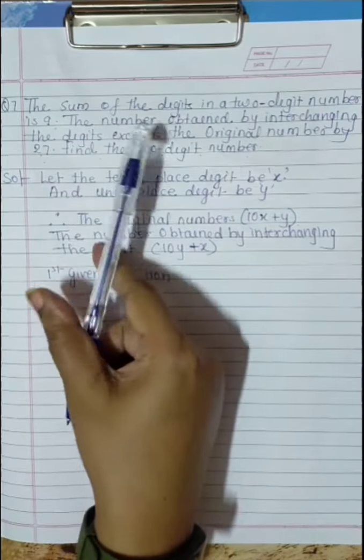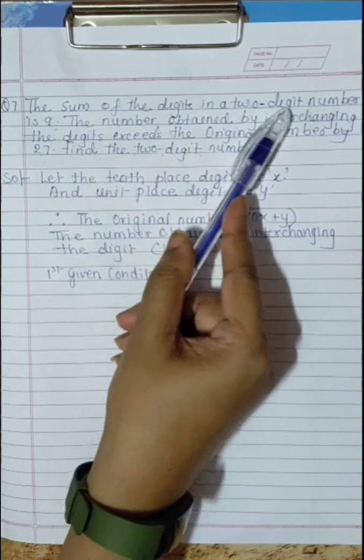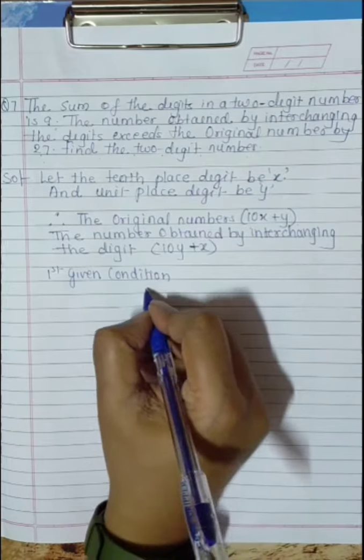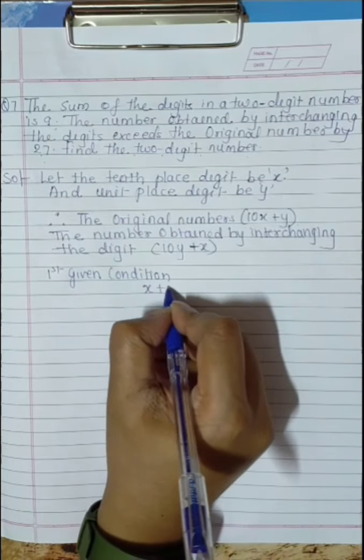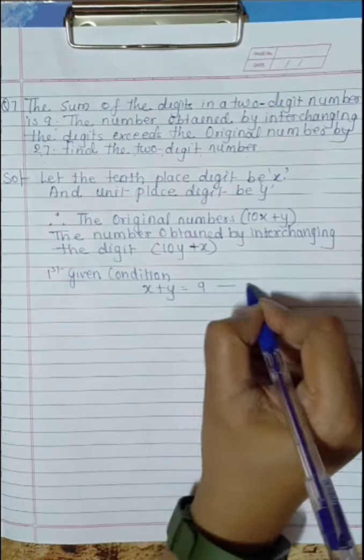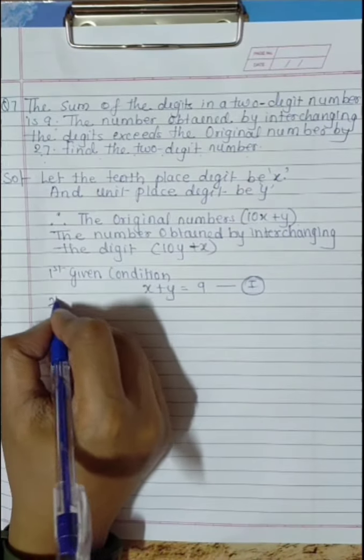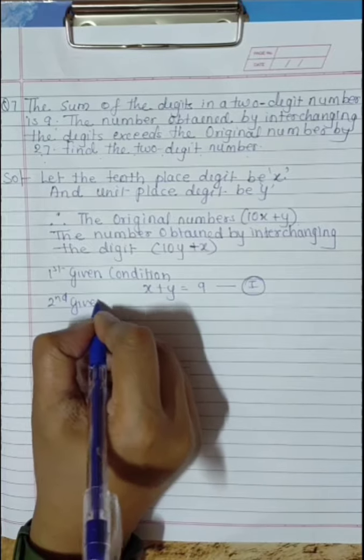The sum of the digits in a two digit number is 9. So what equation will we write? x plus y is equal to 9. This is our first equation. Now what is the second given condition? The second given condition we will write now.